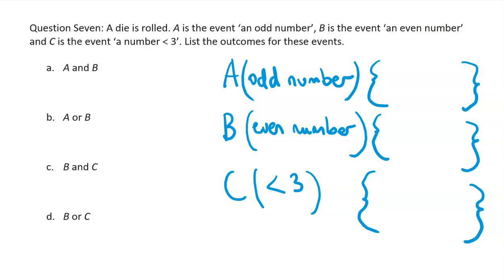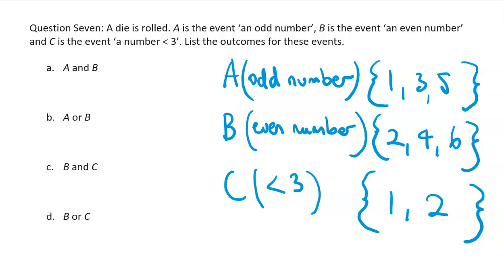Okay, question 7. A die is rolled. A is the event of an odd number. So odd numbers on my die is going to be 1, 3, and 5. So A is the event I roll a 1, 3, or 5. B is the event of an even number. So B is the event that I roll a 2, 4, and 6 because they're my even numbers. C is the event that I roll a number less than 3. So what are the numbers less than 3? Well, that's just going to be 1 and 2. They're the numbers less than 3. Okay, so list the outcomes for these events.